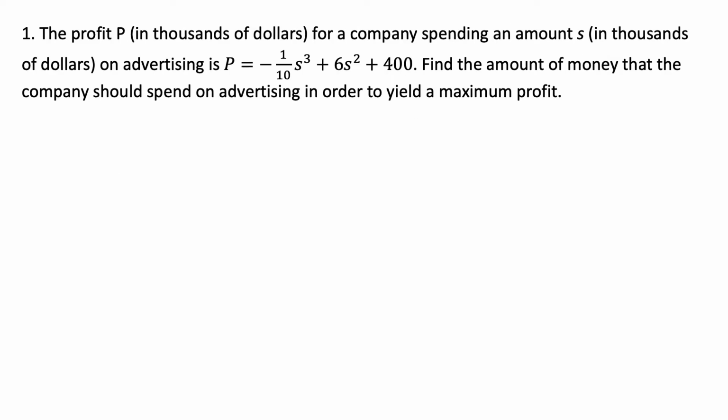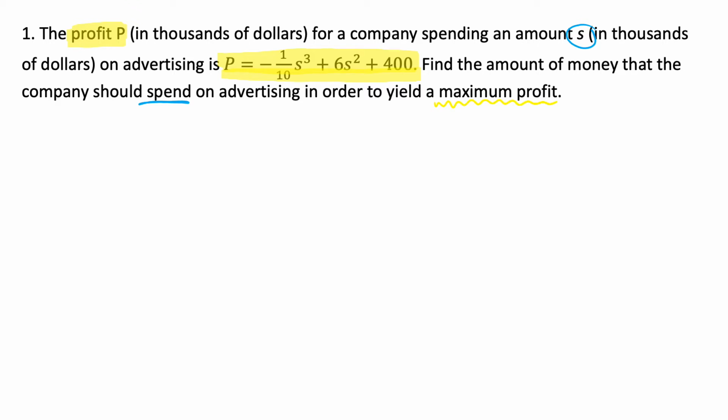Number 1 says the profit P in thousands of dollars for a company spending an amount S in thousands of dollars on advertising is given to us as, I'm just going to highlight so we don't lose it, P equals negative 1/10 S cubed plus 6S squared plus 400, and that's our profit. We want to find the amount of money that the company should spend. So we want to find S in order to yield a maximum profit. So we want to maximize our profit equation.